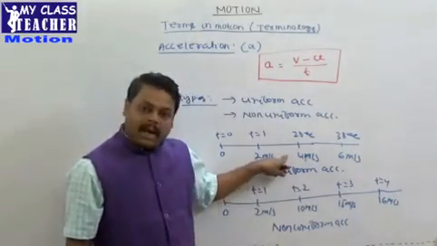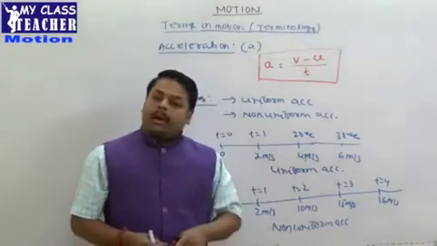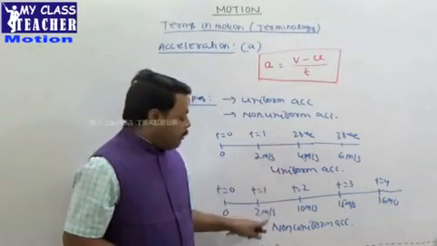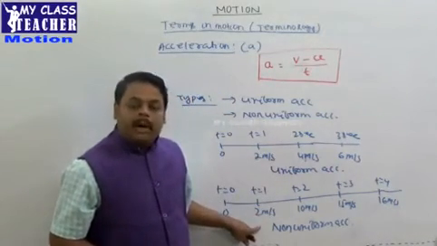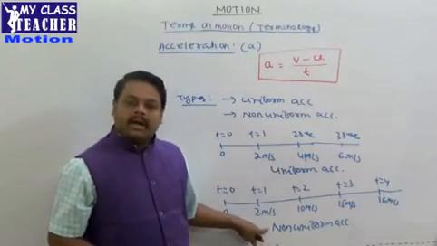यहाँ पर velocity increase हो रहा है, body is under acceleration. यहाँ पर भी velocity increase हो रहा है, तो body is under acceleration. लेकिन it is a case of a uniform accelerated motion, but this is a case of non-uniform accelerated motion.